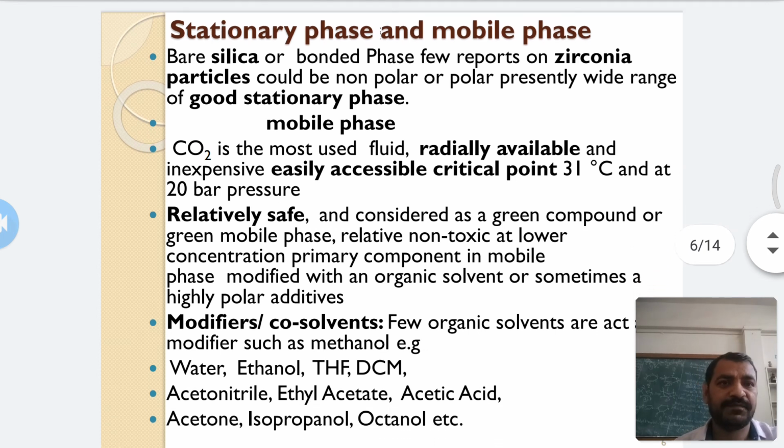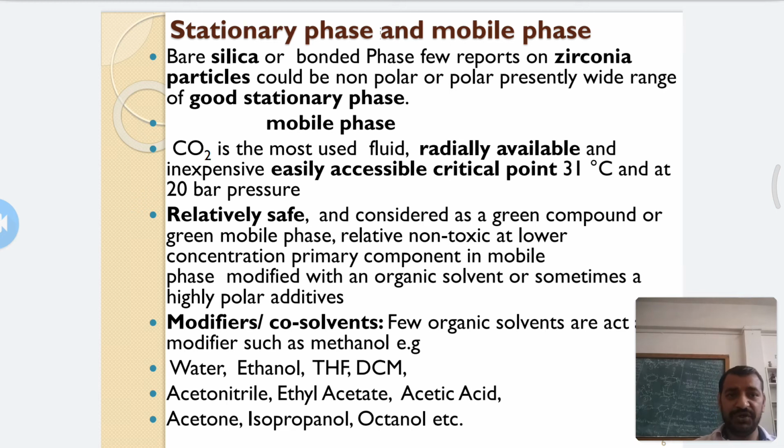Here we discuss the stationary phase and mobile phase in supercritical fluid chromatography. First we use silica and zirconia as a stationary phase, because silica is bonded in a fixed form. A few reports say zirconia particles could be non-polar. So zirconia acts as a non-polar, and their polarity presents a wide range of good stationary phases.